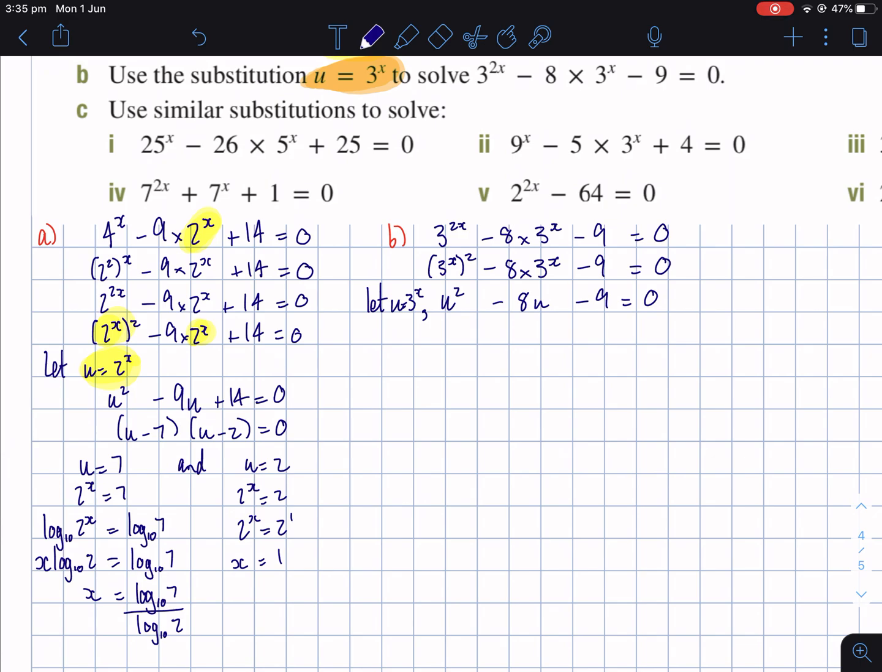Two things that multiply to give negative 9, add to give negative 8. Well, u take 9, u plus 1 equals 0, so u equals 9, u equals negative 1. And then, well, u equals 9, that means 3 to the x equals 9, 3 to the x equals negative 1. Well, this is just 3 squared, isn't it? So x equals 2. On the right, though, we've got 3 to the x equals negative 1. Is there anything, 3 times itself is never going to come out as negative 1. No solution.